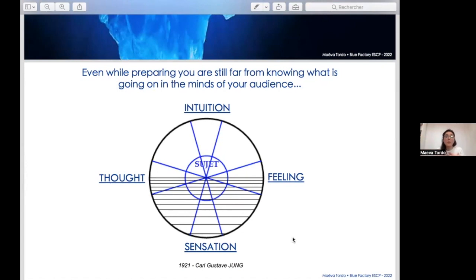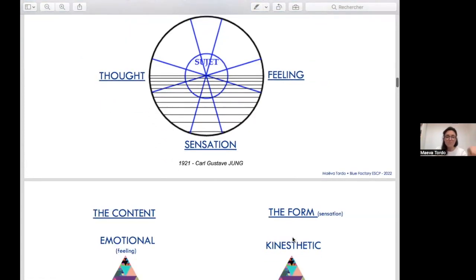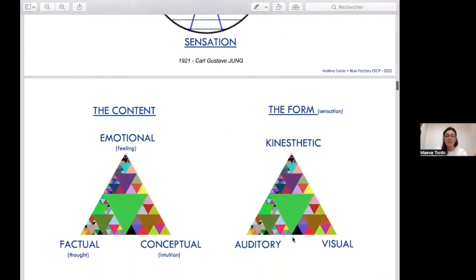And so when you are pitching, presenting a project, you will have to use those different types of content. So here I'm making a connection between those psyche functions and how you create a message that people can understand. On one hand, you have the content, what is said in your pitch. On the other hand, you have the form: how do you share the message?